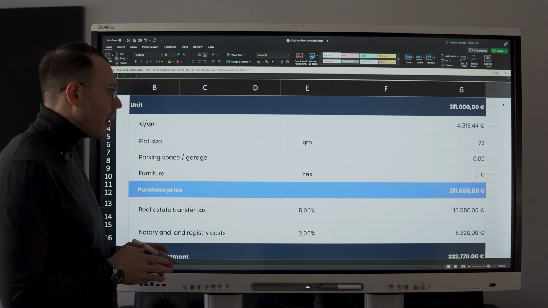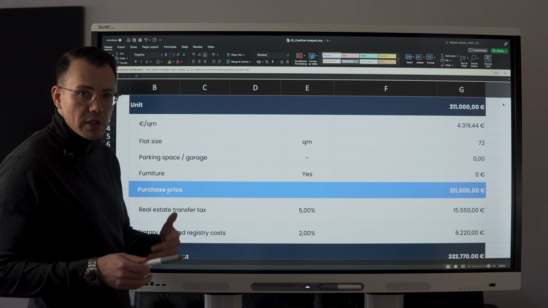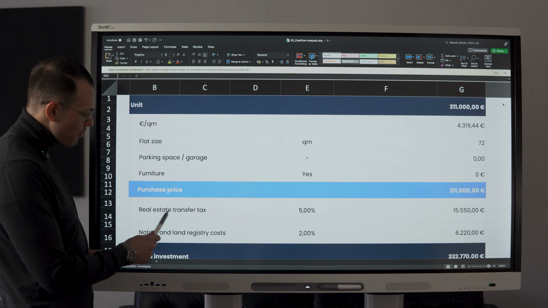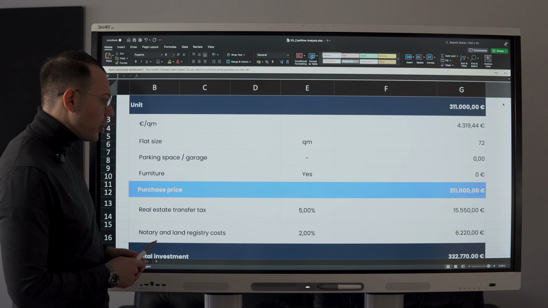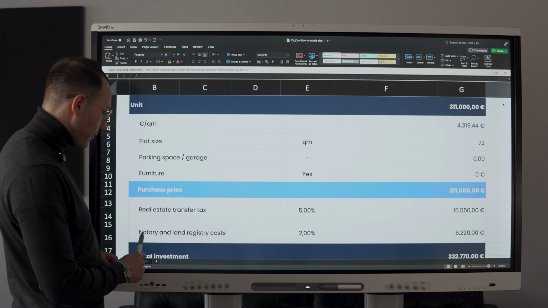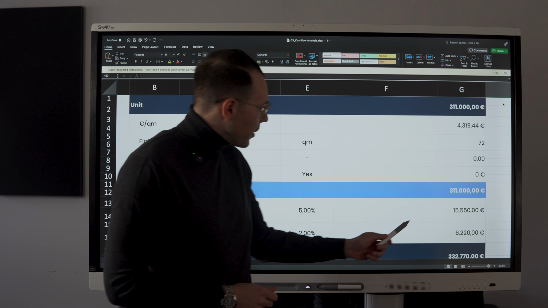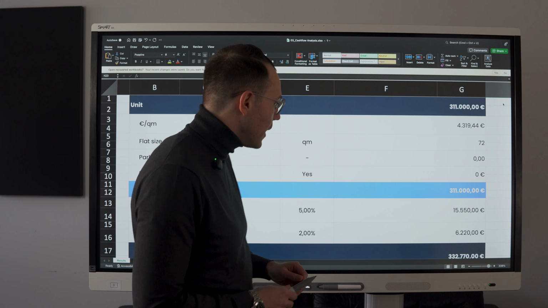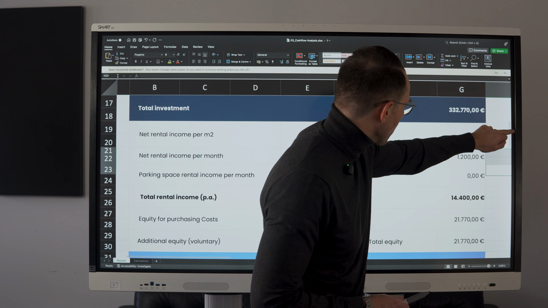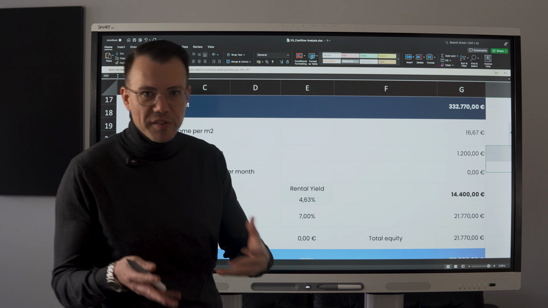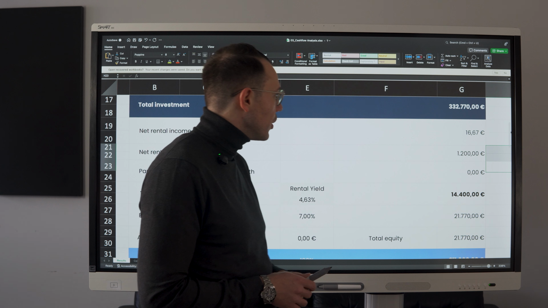Down payment needed to buy such a property would be 7%. This percentage depends on the federal state in Germany, because you have a higher or lower land transfer tax in different federal states. So in that example, we have 5% land transfer tax. We have 2% costs for the notary and the land registry entry. So we would have 21,776 equity capital, which is needed. So in total, unit plus costs for land transfer tax and notary would be 332,000 euros.